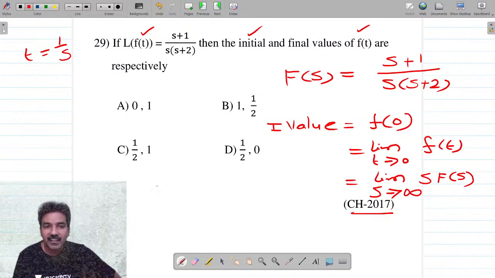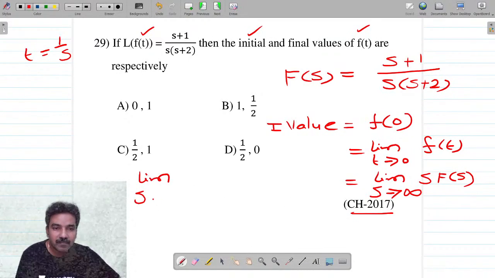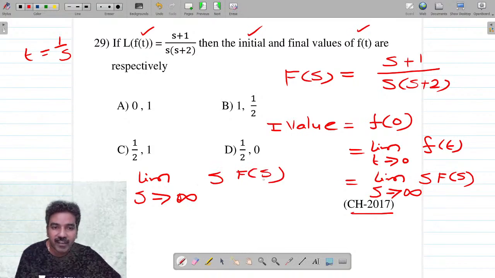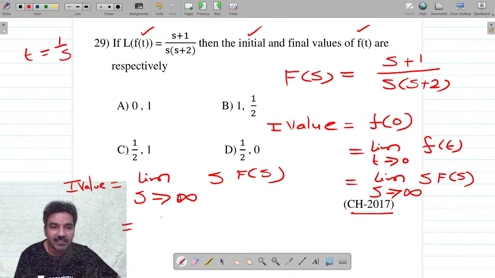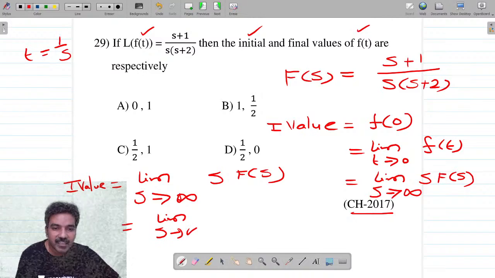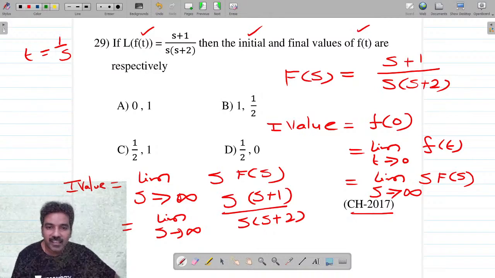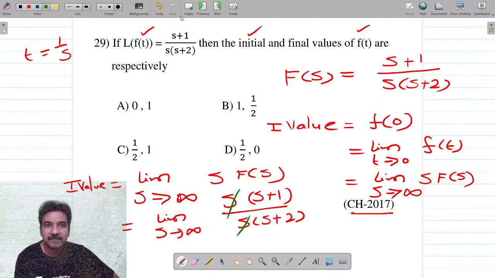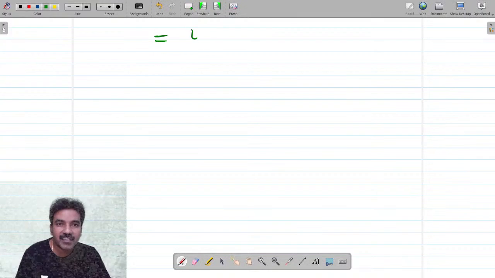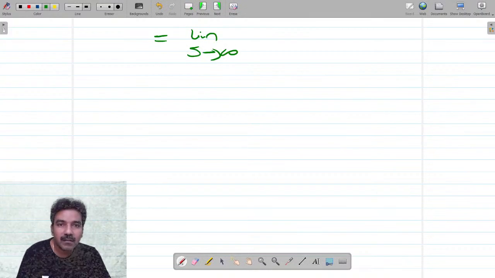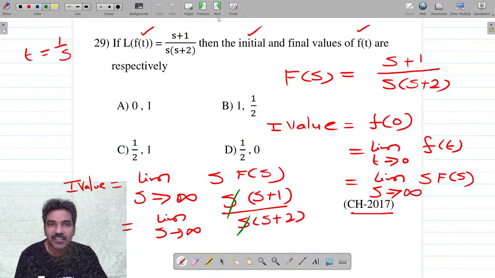Students, are you following? So therefore this is limit s tends to infinity, s into capital F of s. This is the I value, initial value. So this is limit s tends to infinity, s into what is F of s? (s plus 1) whole divided by s into (s plus 2). So this s and this s get cancelled. So therefore this is limit s tends to infinity, (s plus 1) by (s plus 2).